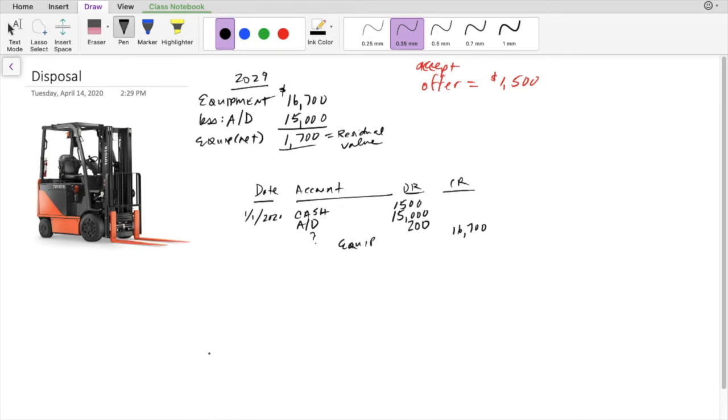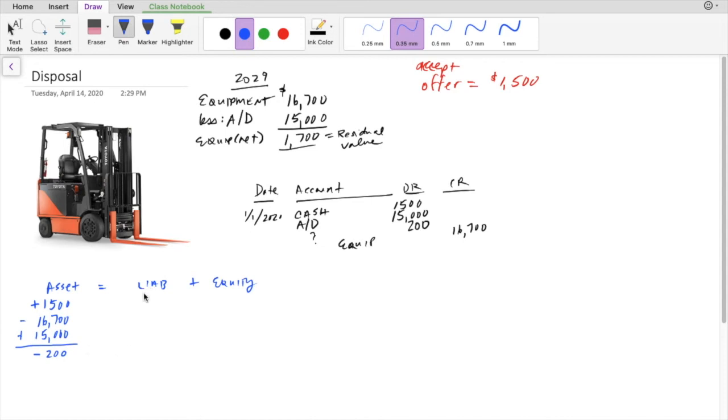Well, let's take a look at the equation for this company. Maybe we can figure it out. Assets, liabilities, and equity. What's happening? Well, my assets are going up by $1,500 because I'm getting cash. My assets are going down by $16,700 because I removed the equipment. And my assets go up by $15,000 because I removed the contra asset. So overall, what is the change? I have a net decrease of $200. So if the asset side of my equation goes down by 200, what has to happen to the other side of my equation? Well, it also has to go down by 200.